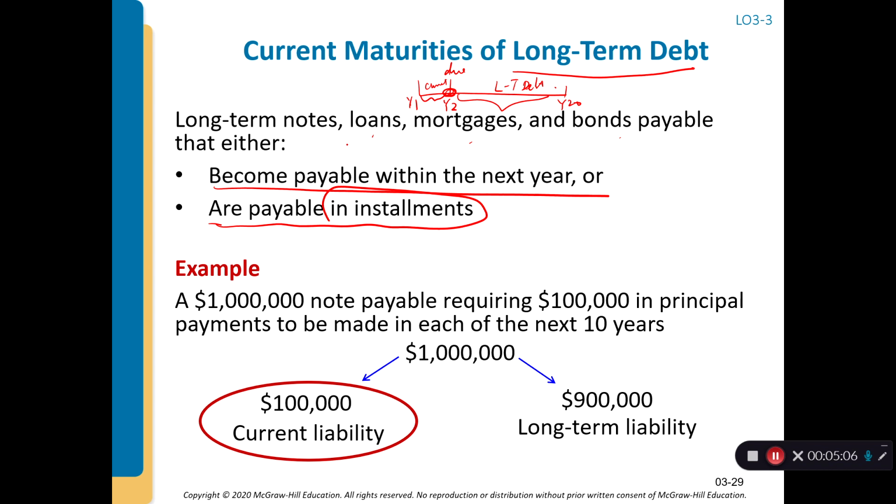For example, a $1 million note payable requiring $100,000 in principal payments to be made in each of the next 10 years. That means every year you will have a current liability of $100,000 in the first year, and the rest, $900,000, is going to be categorized as long-term liability.